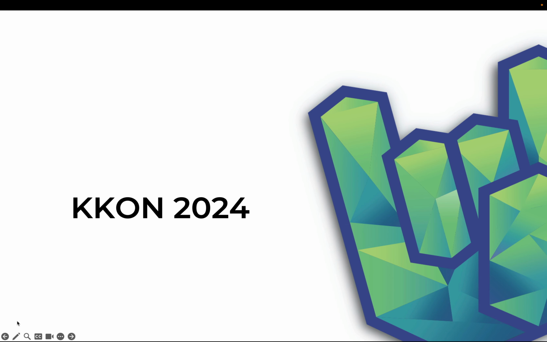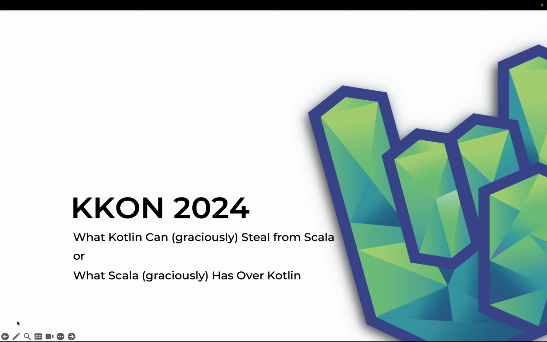This video is a conference talk that I held at Rheinwerk Konference für Kotlin 2024, or KKON 2024, a couple of weeks ago, and I talked about the differences between Kotlin and Scala. The title of the conference talk was What Kotlin Can Graciously Steal from Scala. Obviously, that was a Kotlin conference, but many of you here on the Rock the JVM channel are Scala fans, and Scala is still by far my preferred programming language, so you can give it a slightly different title in the form of something like what Scala graciously has over Kotlin.